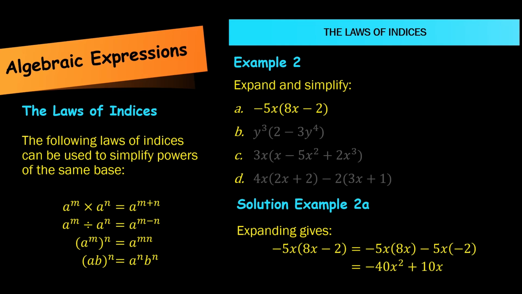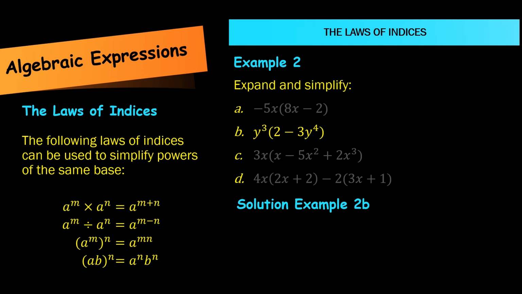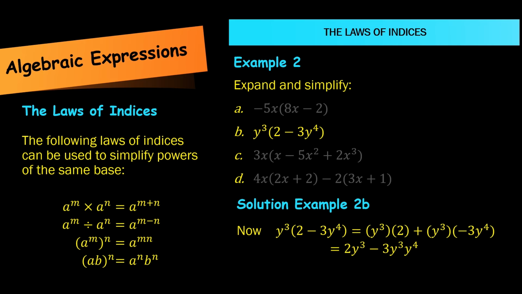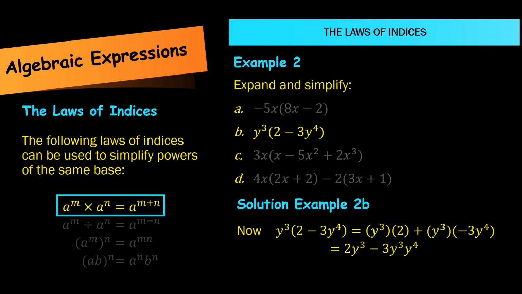Now let's solve example 2b. Expanding gives us the expression shown. And tidying up, and now applying the first law of indices. So we add the 3 and the 4 as shown to give us 7, to give us 2y cubed minus 3y to the power 7.